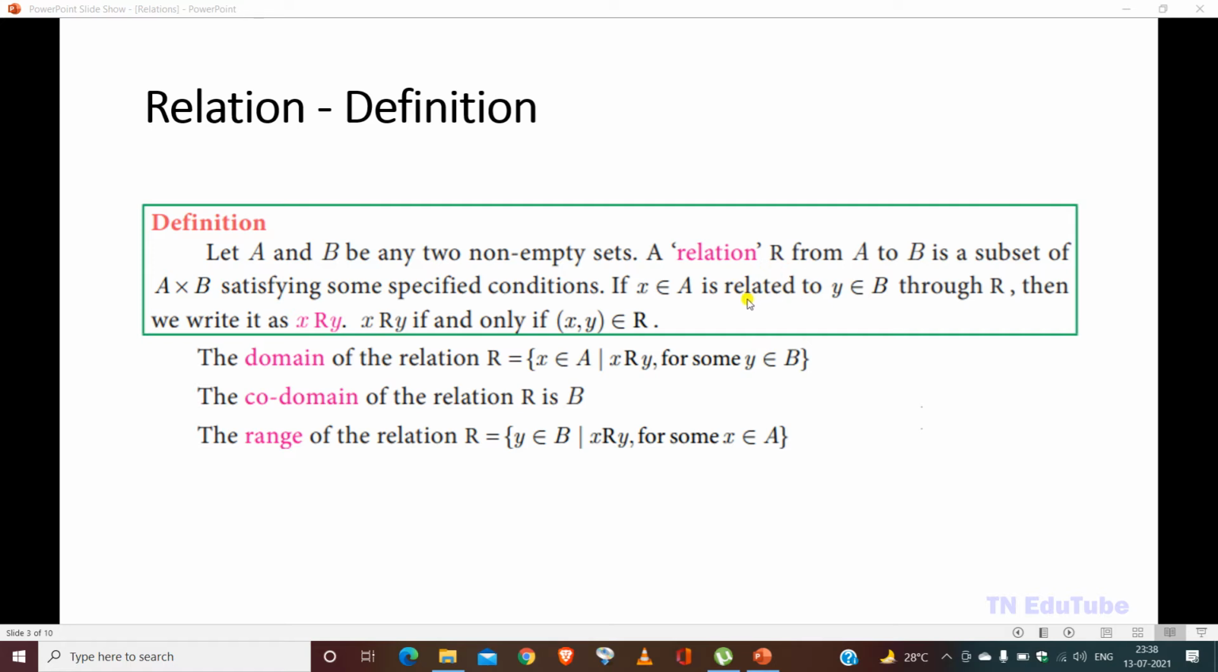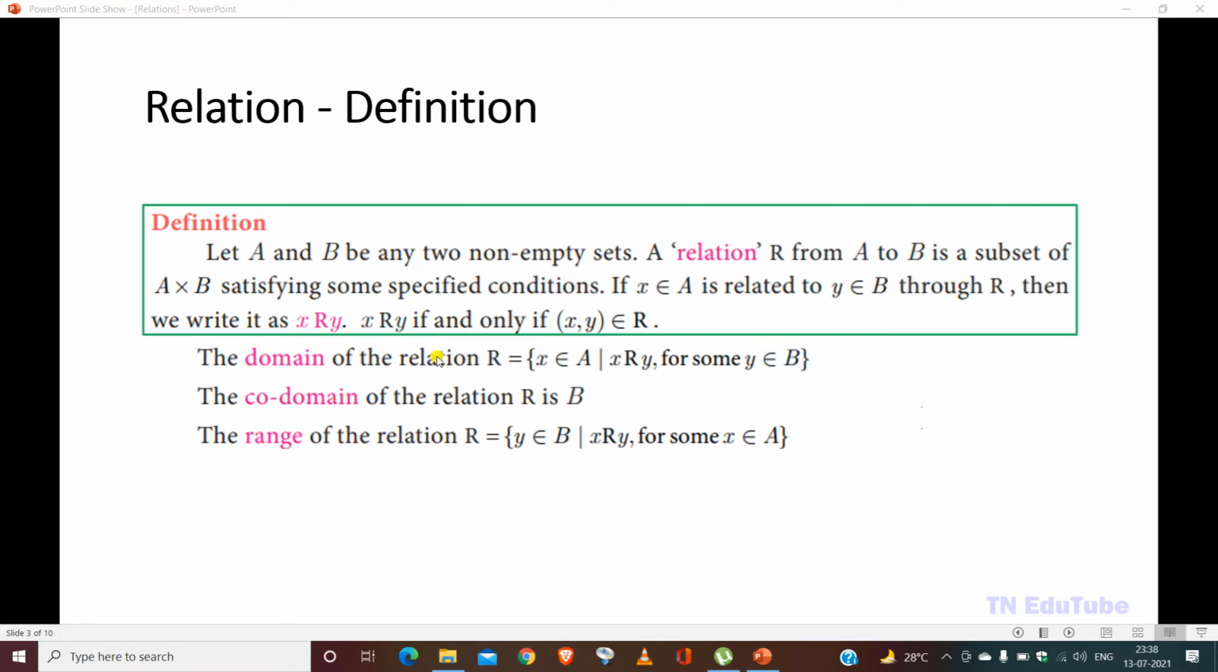Symbolically, we write like this: x belongs to A is related to y belongs to B through R. Then we write it as x R y. Simply, we can write it as x is related to y. x R y means the ordered pair (x, y) belongs to R. And also we have three other keywords, that is domain, codomain and range.